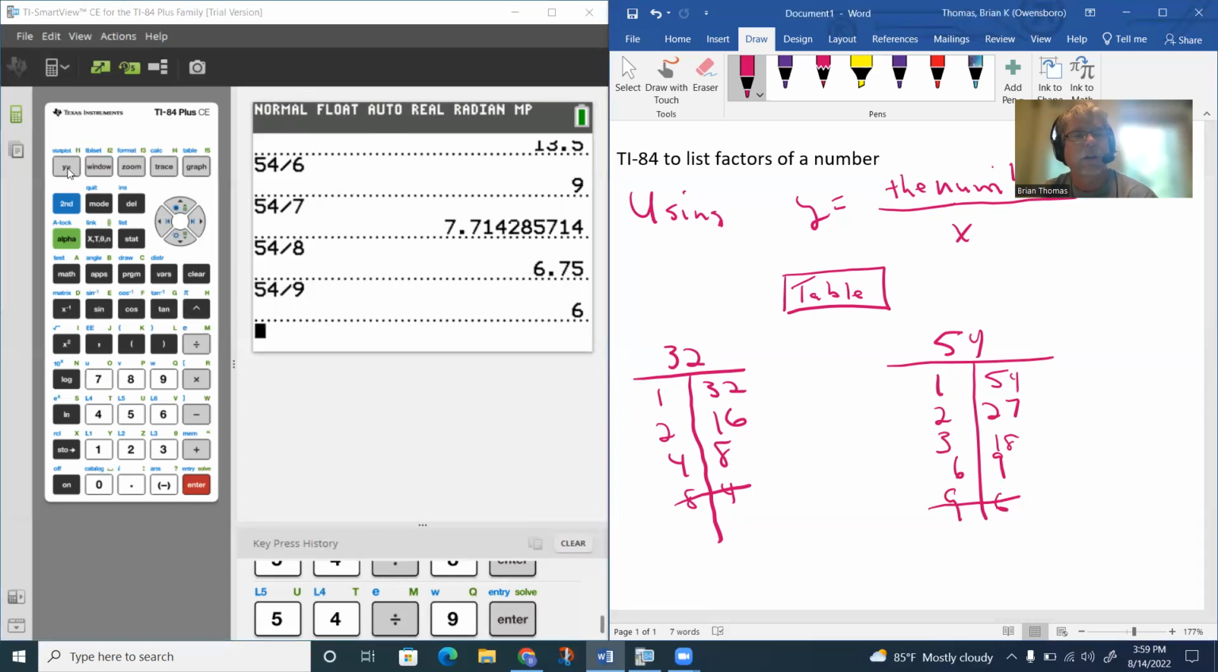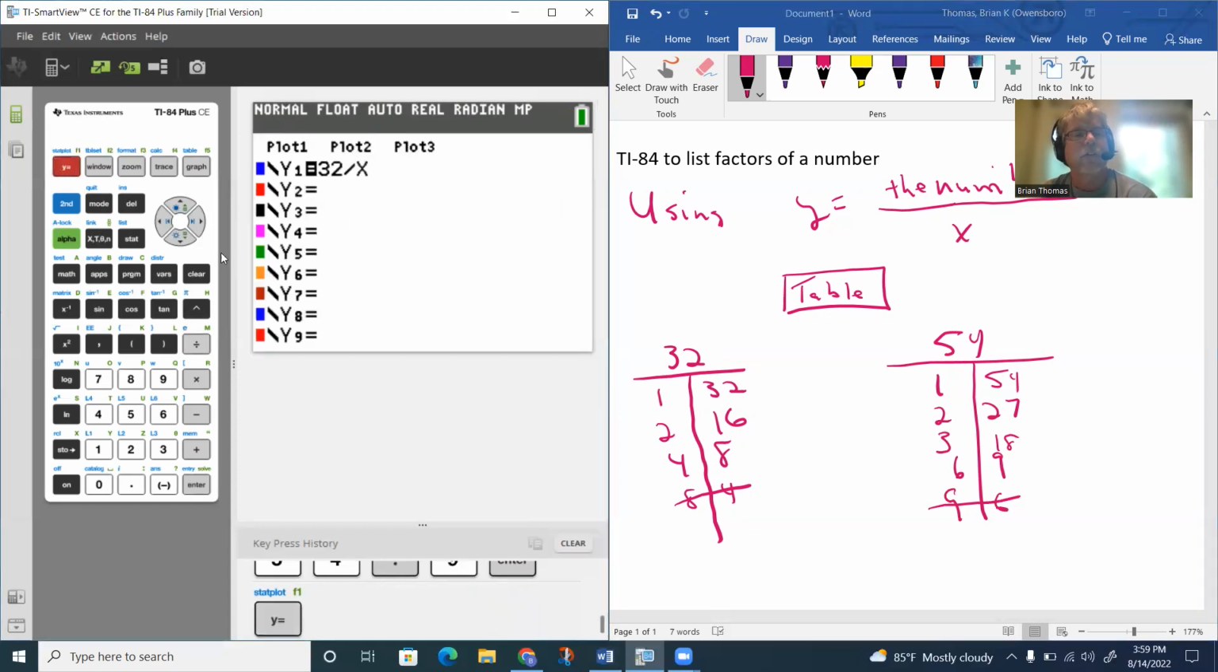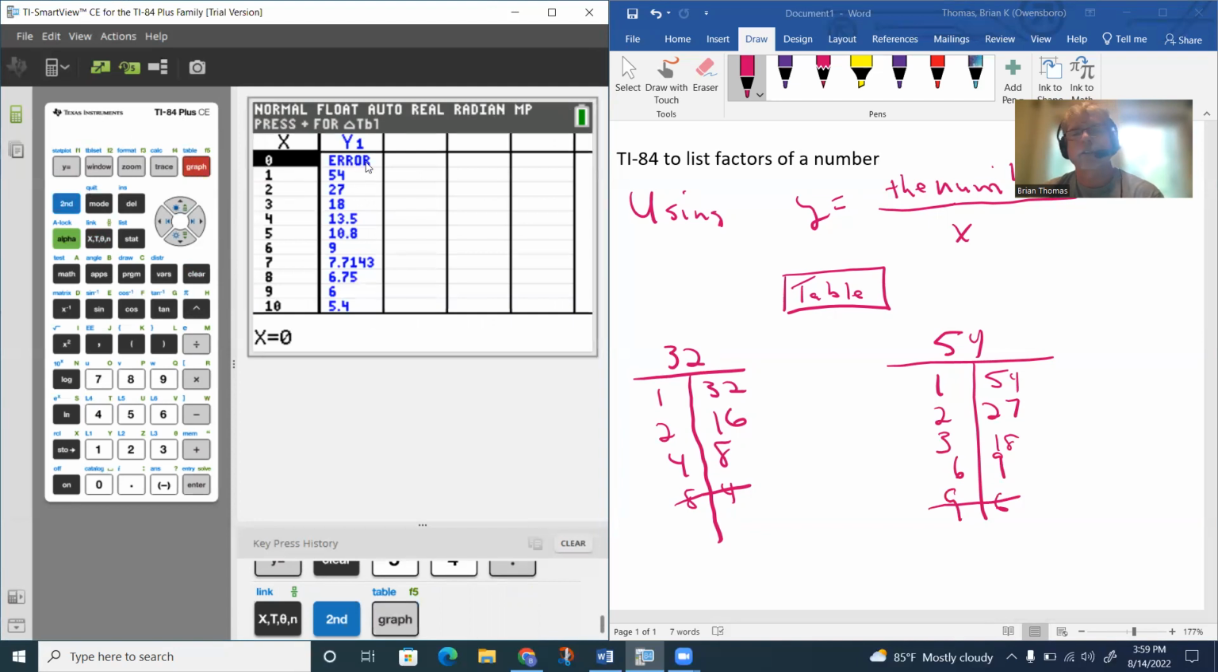Now, if I want to, I can use my calculator, hit y equals, clear this out and put a new one in. So I put 54 divided by x, and again, this x is right next to the alpha button. Now, if I go up to the second button and hit the graph button, it'll show the table. Again, 0 is not a factor because you cannot divide by 0. It's a dividing error. But I did get 1 and 54, 2 and 27, 3 and 18, 6 and 9, and 9 and 6. The 9 and 6 repeats. So that would just give us our list of factors.